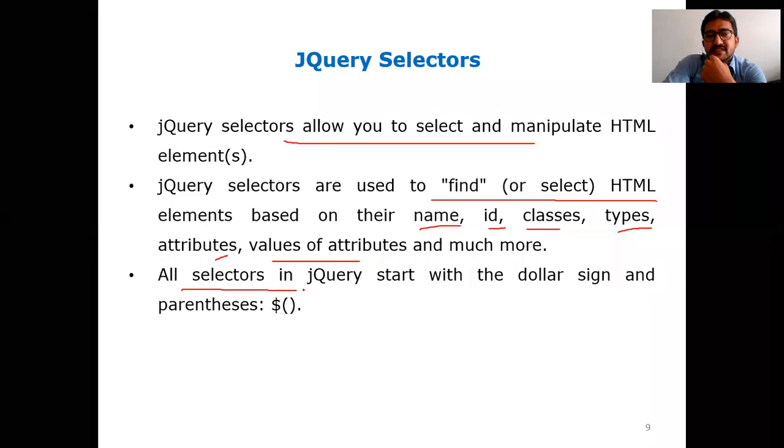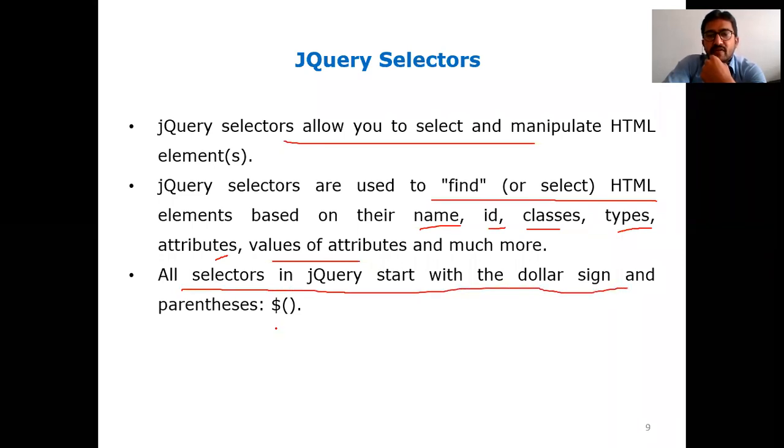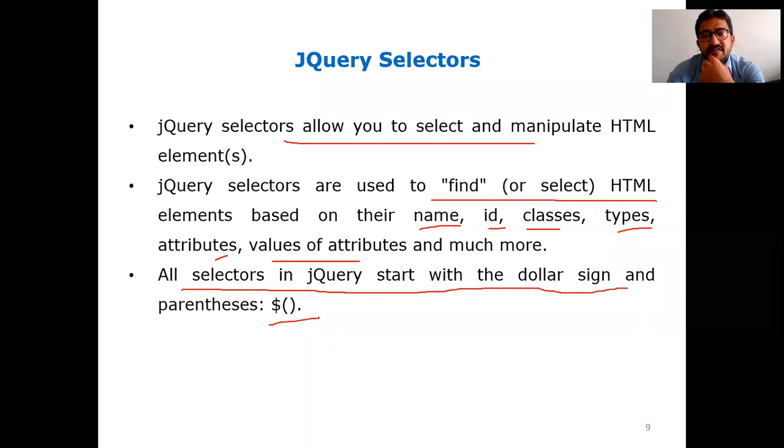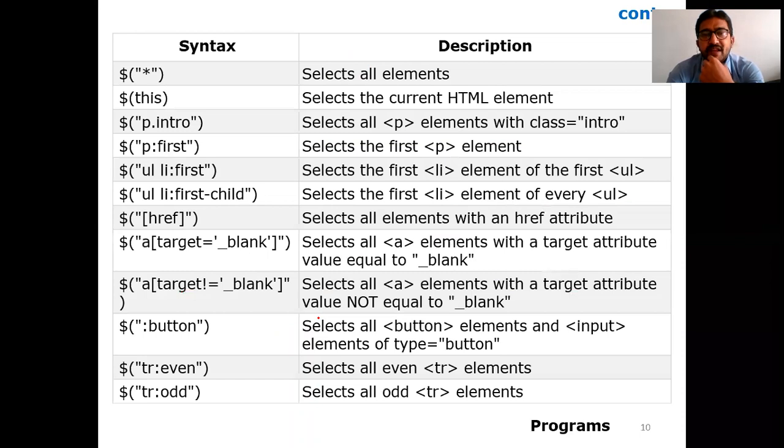Now all selectors in jQuery start with a dollar sign. We have already discussed that. How does the selector start? Dollar, followed by the parenthesis. Before the parenthesis, we need to start with dollar. Okay, now let me have a look at the different selectors we have.